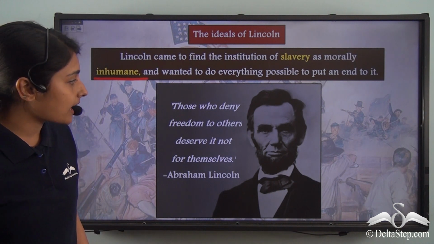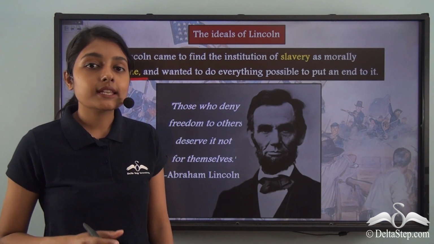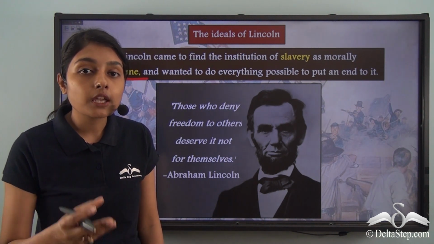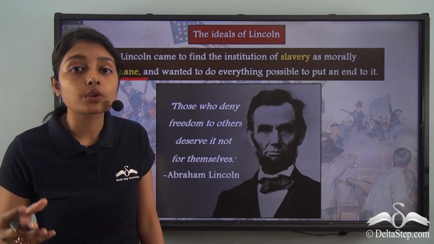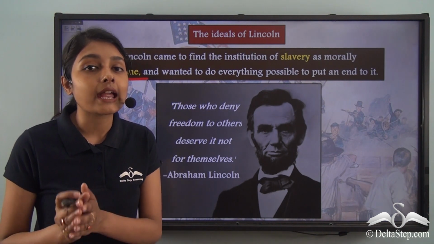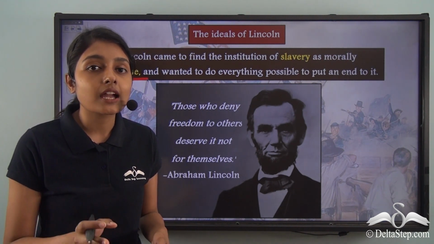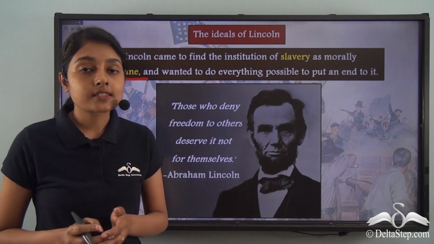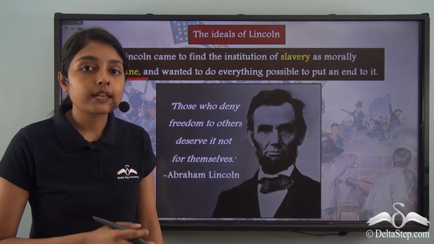In fact, he went on to saying that those who deny freedom to others deserve it not for themselves. To put it simply, he said that people who are denying others' freedom, others' independence should also be brought under slavery. That is, people who are denying the freedom of others should not get to enjoy freedom themselves. Now, in this way, he had proclaimed himself as completely anti-slavery. And by proclaiming himself anti-slavery, he also proposed his stance that was in opposition to the rich plantation owners, the rich slave owners of the southern states. Abraham Lincoln wanted to do anything and everything possible to put an end to slavery.